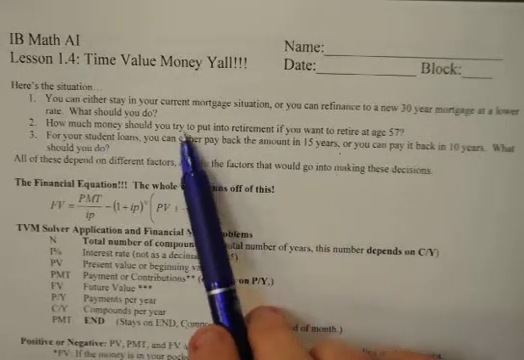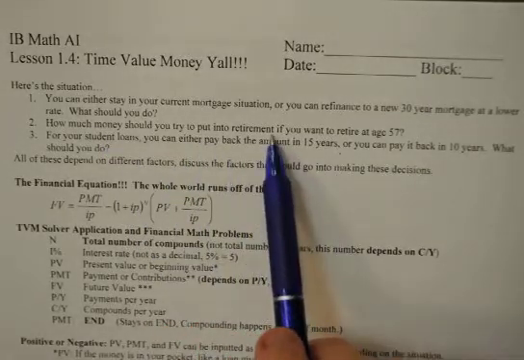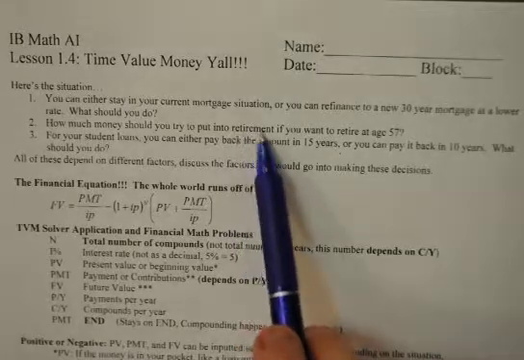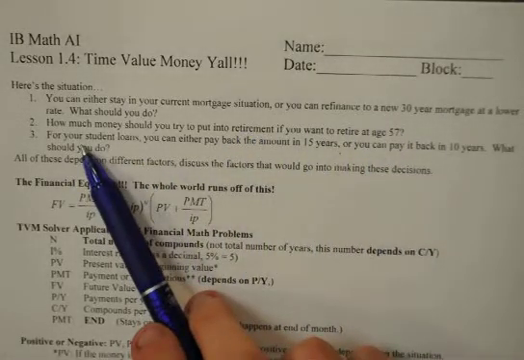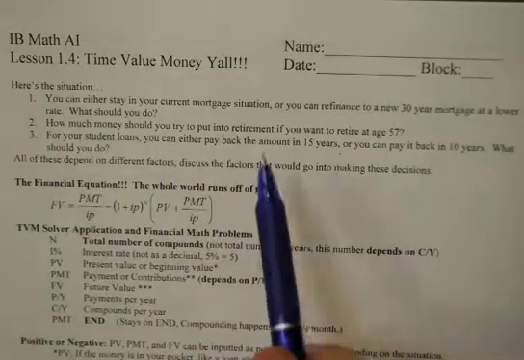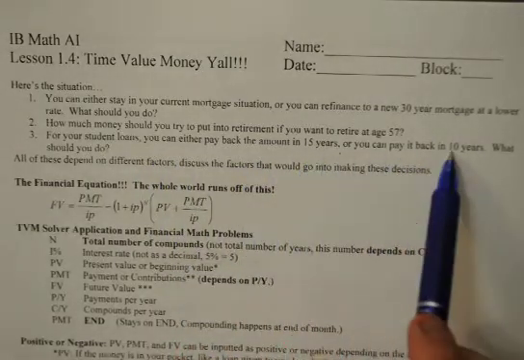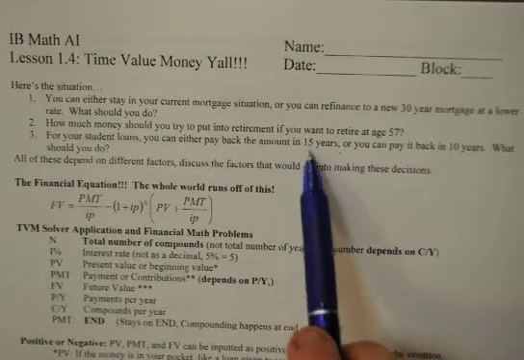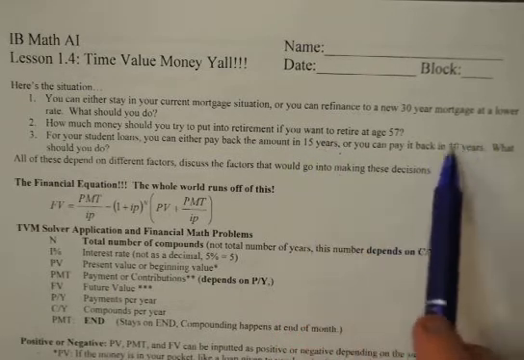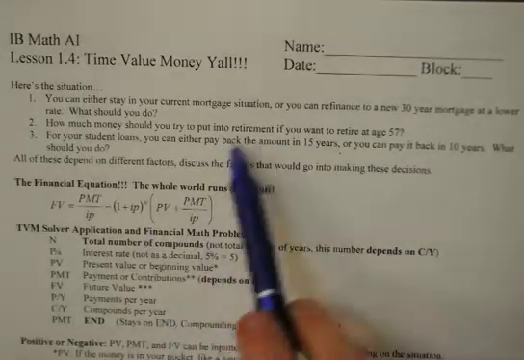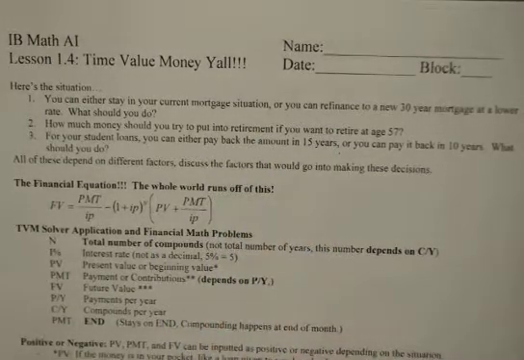Obviously, how much money do you need to put into retirement? So what kind of interest rate are we looking at that we could get? For your student loans, interest rate is a big thing, but how much can you afford? If you pay it back in 15 years, it's going to be less per month to pay. If you pay it back in 10 years, it's going to be more per month. So there's all sorts of factors that go into this.